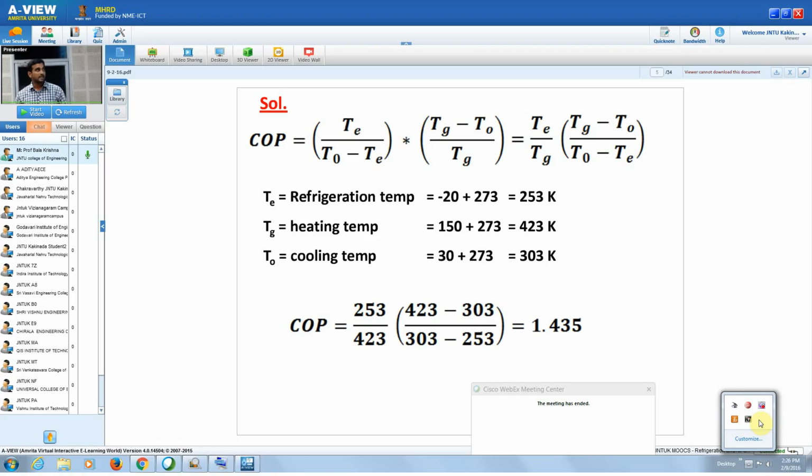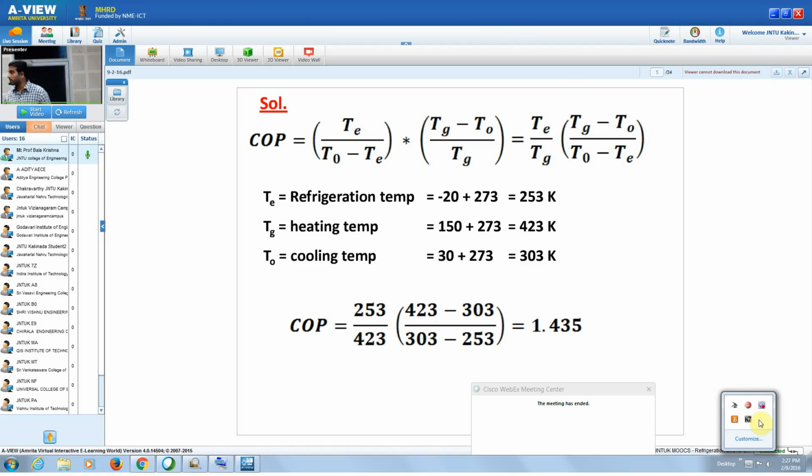In this, T_E is the refrigeration temperature, which is minus 20 degrees centigrade, and converted into Kelvin scale it will be equal to 253 Kelvin. T_G is the heating temperature, or the temperature in the generator, which is given as 150 degrees centigrade, and converted to Kelvin it will be 423 Kelvin. And the last one is the cooling temperature, T_0, which converted into Kelvin scale will be 303 Kelvin. Substituting these values in the expression for COP, if you calculate, it will be around 1.435.